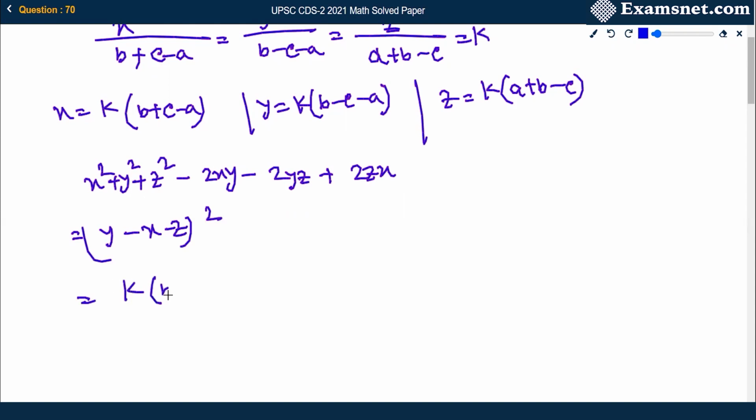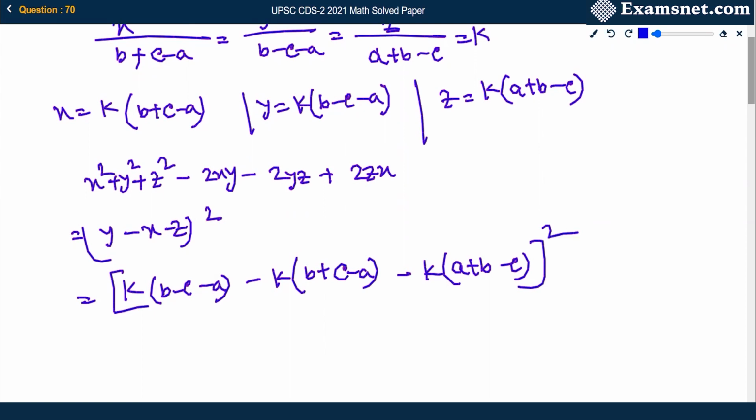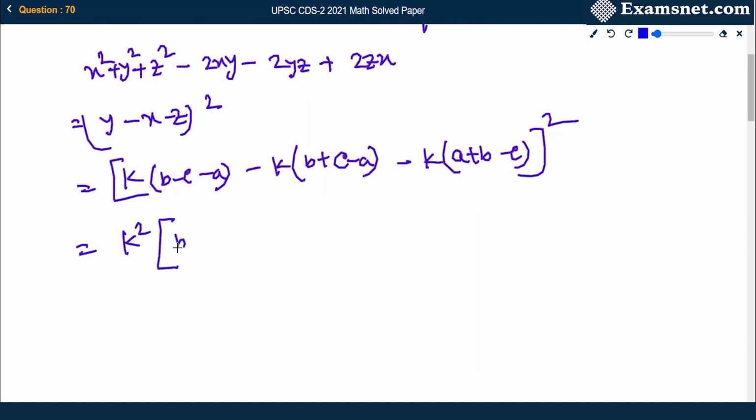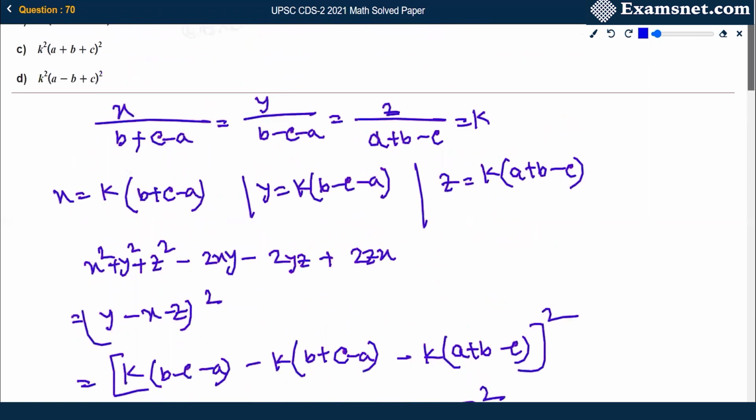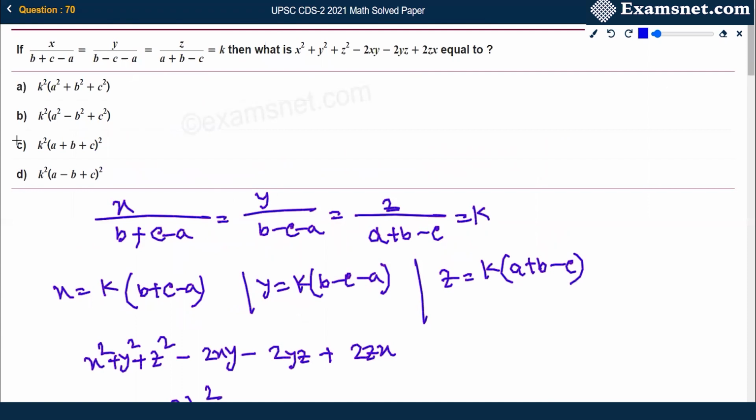Now let's put all those values. Minus k, c minus a, minus c whole square. After taking common k, we can write k square. Now plus a minus a will get cancelled. Plus b minus b minus c plus c will get cancelled. So we will be left with minus a minus b minus c. That means after taking common minus, we'll get a plus b plus c whole square. So yes, option C, k square multiplied by a plus b plus c whole square. This is the correct option. Option C is the correct answer here.